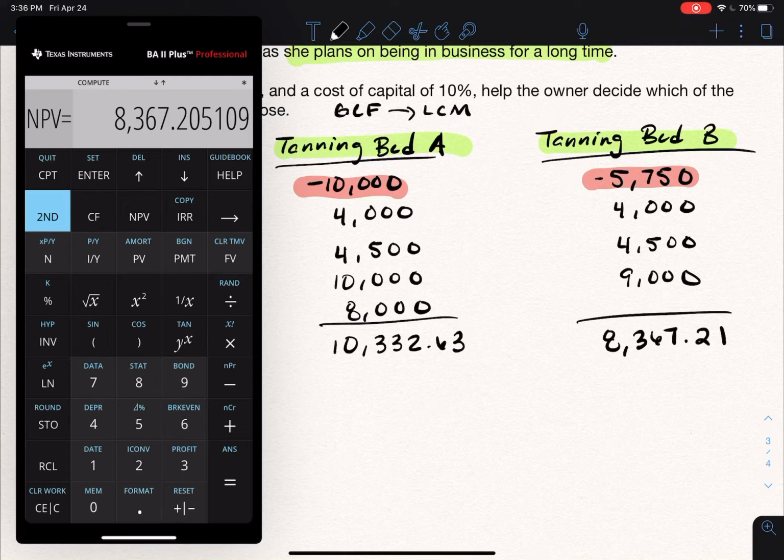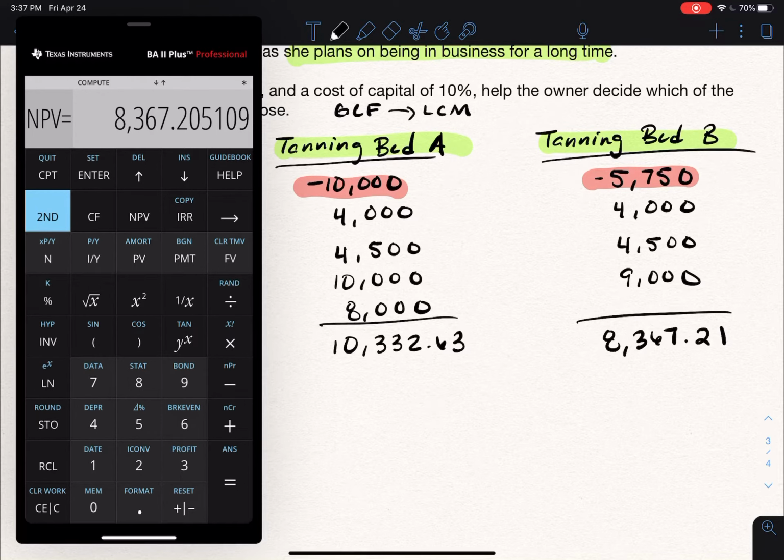And so this is where it gets tricky, because our inclination is to say, well, we should select tanning bed A because it has the higher net present value. But see, that's not fair, is it? Because technically, tanning bed B didn't have as many years of cash flows to report back to see if it would truly be even or not. It stopped at year 3.